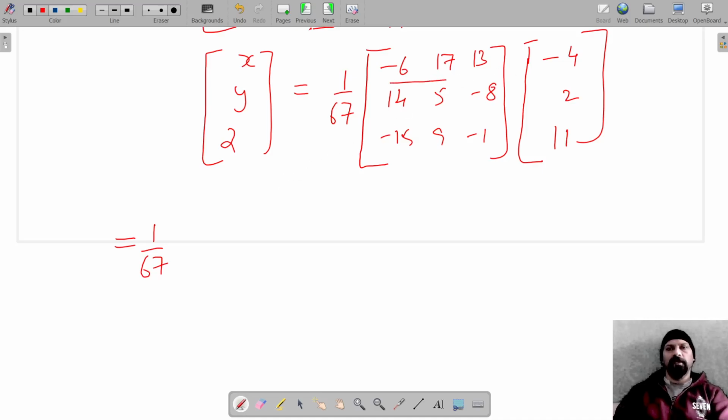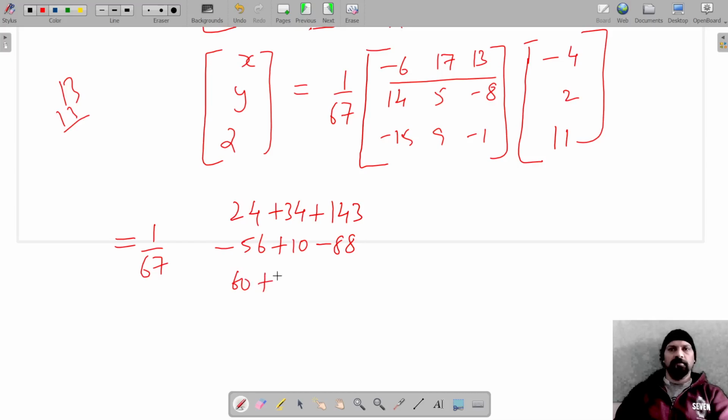So I'm going to multiply this. Negative 6 into negative 4 is 24, 17 into 2 is 34, plus 13 into 11, which is 143. Now 14 into negative 4 is negative 56, plus 5 into 2 is 10, and negative 8 into 11 is negative 88. Third is 20 plus 18 minus 11.